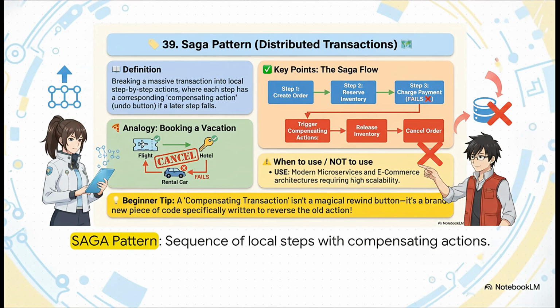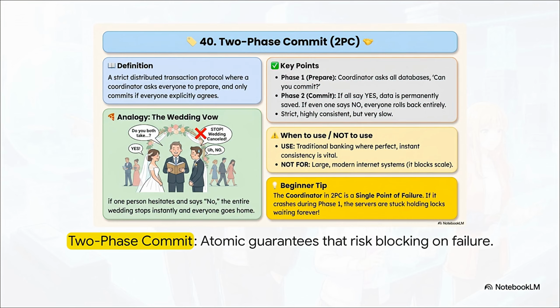The Saga pattern takes a massive, sprawling distributed transaction and breaks it down into local, step-by-step actions. If any single step fails along the way, it triggers a chain of compensating actions. Basically, it's an automated undo button specifically written to reverse the previous changes. This localized, step-by-step approach is exactly why Saga replaced the older two-phase commit, or 2PC protocol.